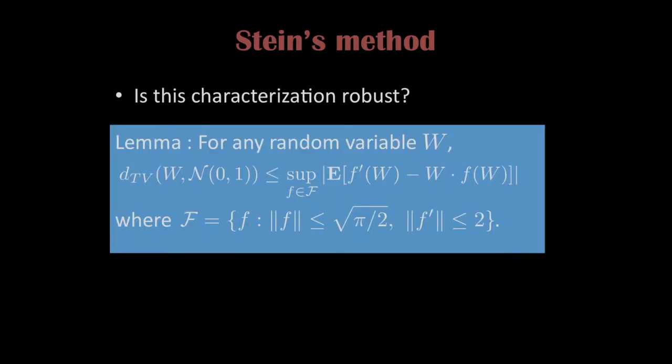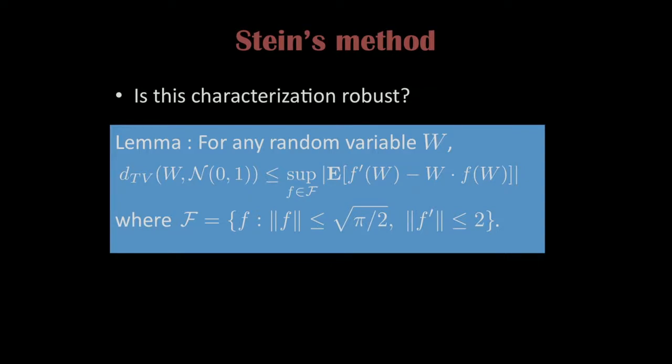So an example of a theorem from Stein's method is the following lemma: if you are given a random variable w such that the absolute value of expectation of f prime(w) minus w f(w) is bounded by epsilon, where f can be chosen to be any function whose infinity norm is bounded and whose derivative's infinity norm is also bounded, then the total variation distance between w and the standard normal is bounded by epsilon.